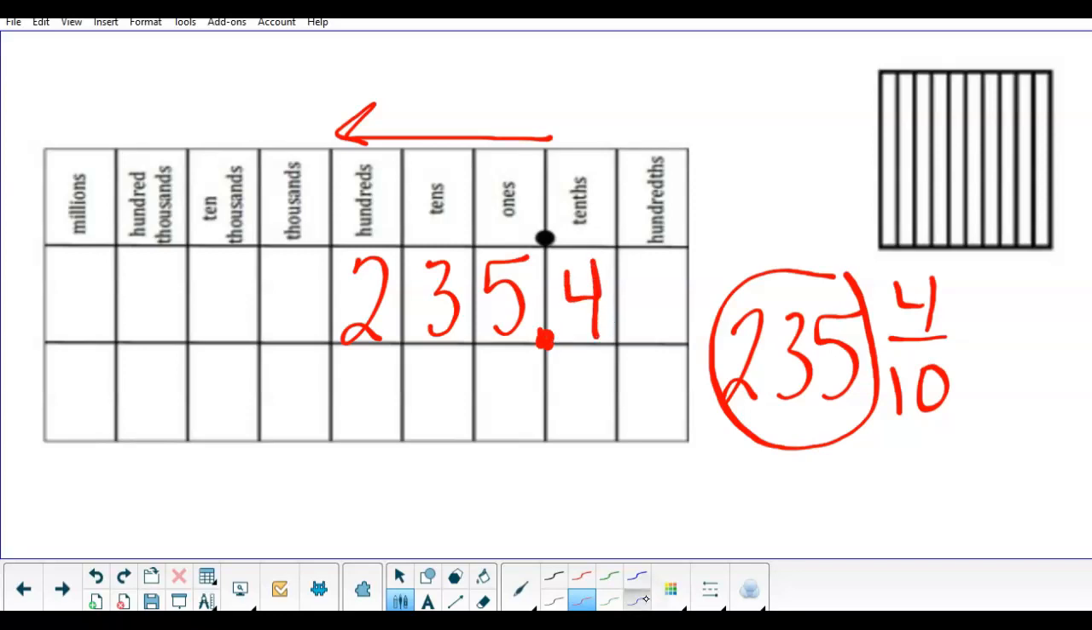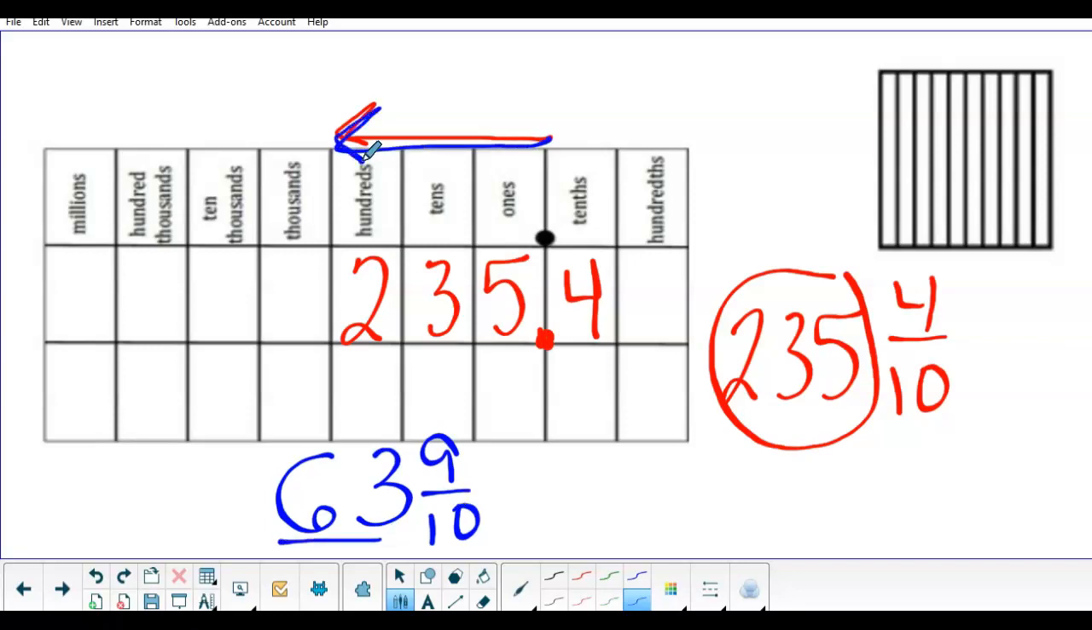All right, how about 63 and 9/10? Well, 63 is my whole number, so it's going to go to the left of my decimal point. 63 and 9/10. Okay, this is the same thing for hundredths. So let's take a look at how we can write those as decimals and fractions.